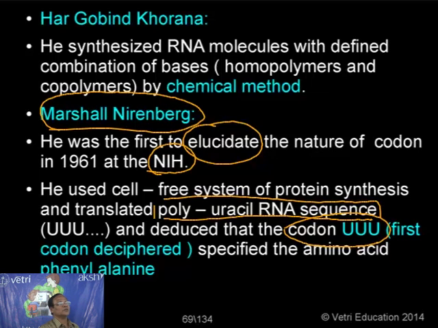So he used a cell-free system for the synthesis of protein, and also translated this polyuracil RNA sequence, and deduced that it is meant for the amino acid phenylalanine. For phenylalanine there are two codons, UUU and another codon UUC. The first codon that was revealed to the public was UUU for phenylalanine.